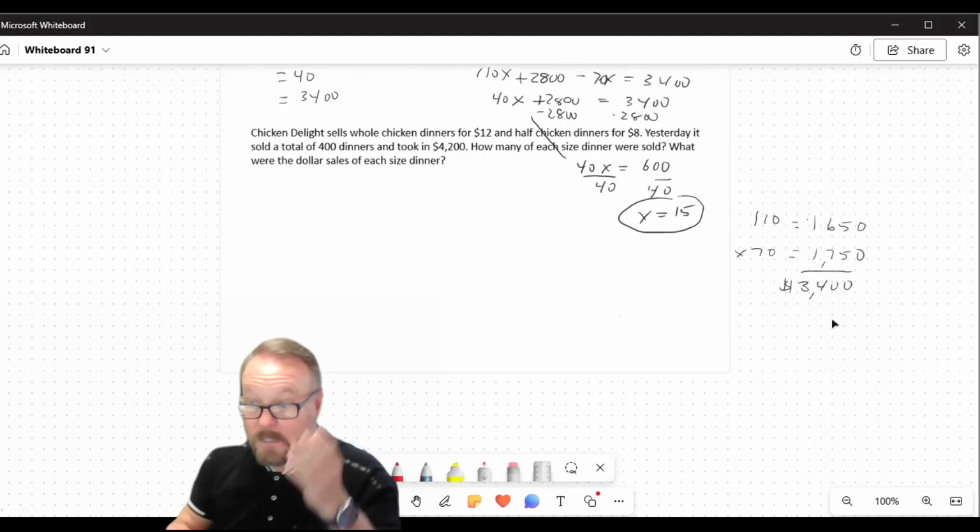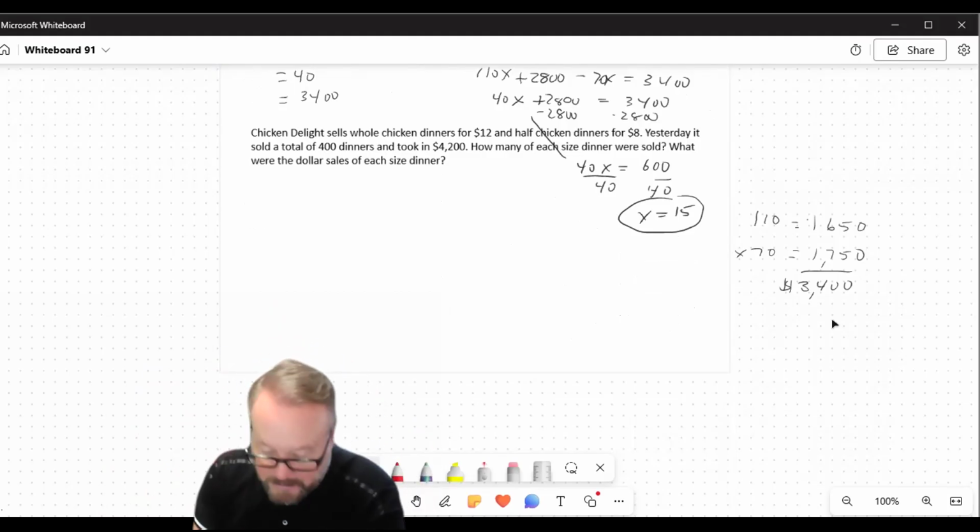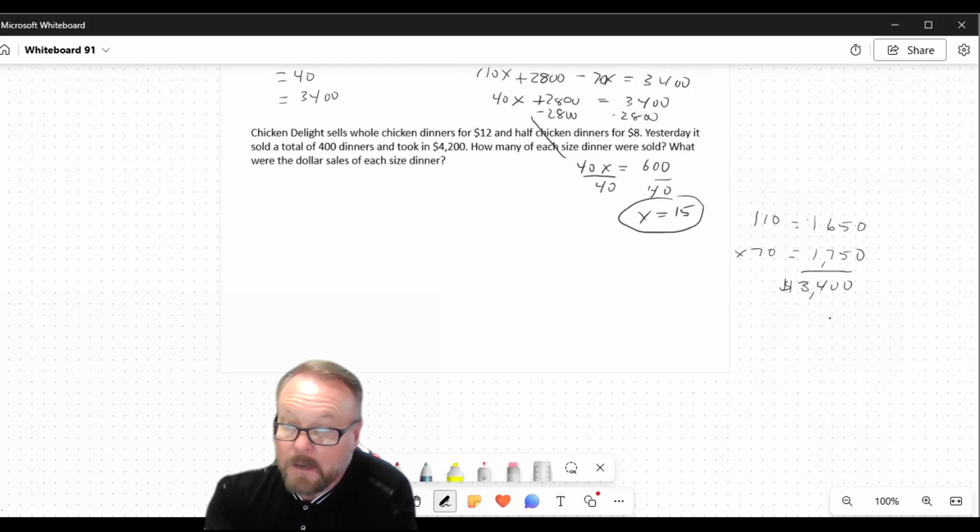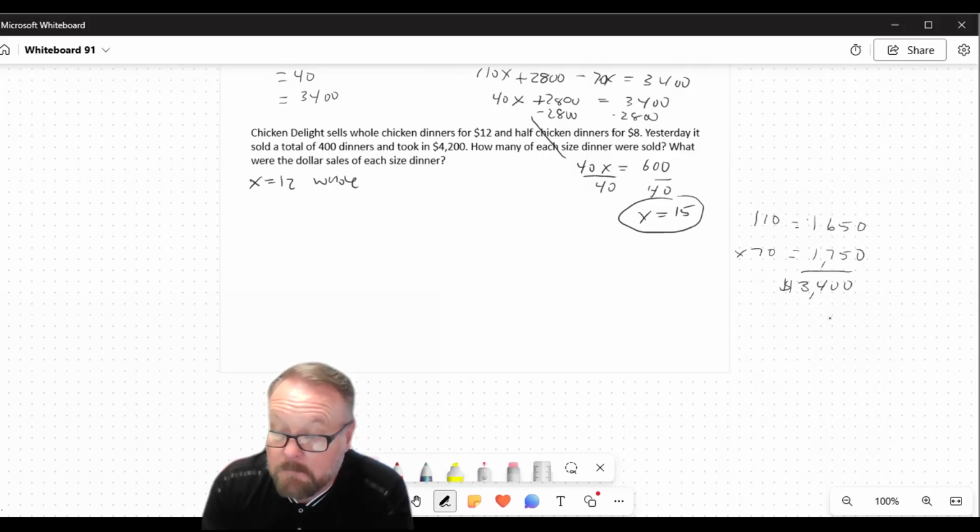So whole chicken, since again $12 is the higher priced item, we're going to call that X. So X equals the $12 chickens, or whole chickens. And then we're going to say 400 minus X equals the half chickens. And those are $8.